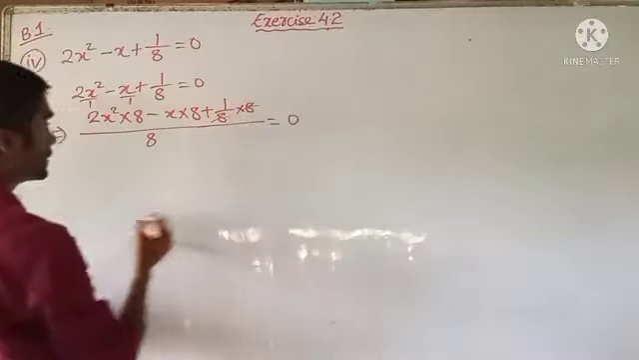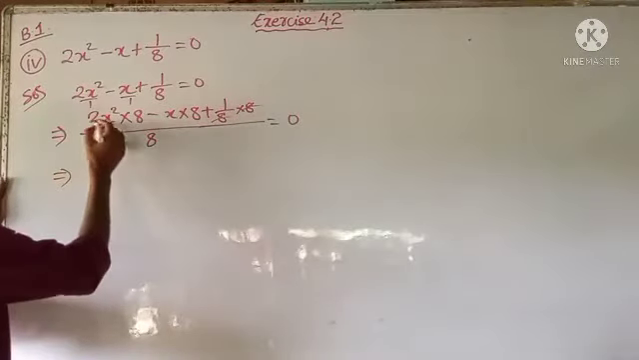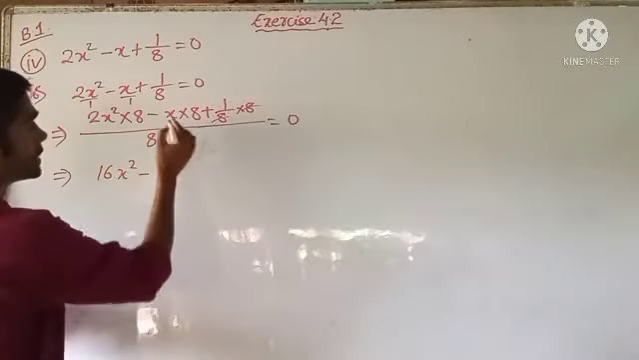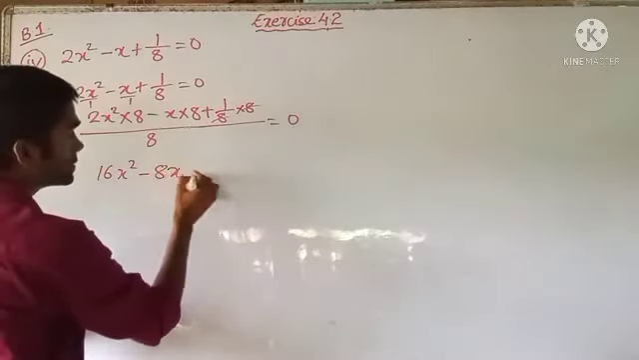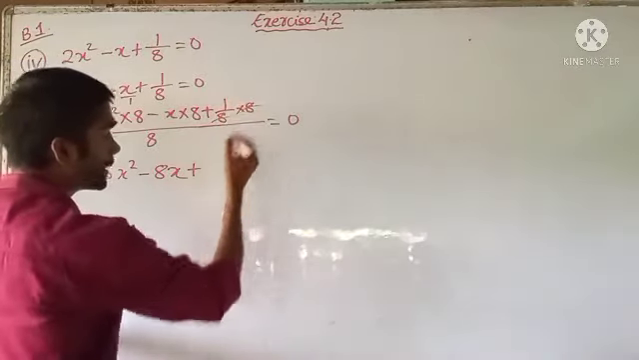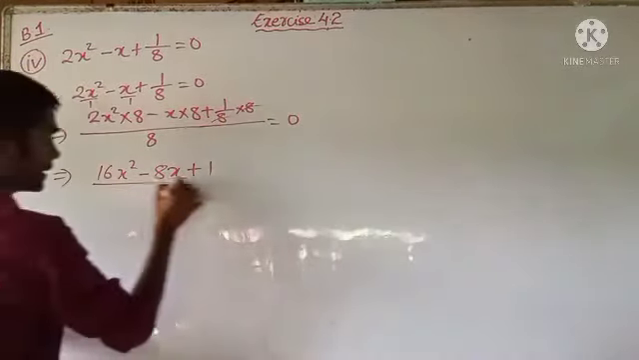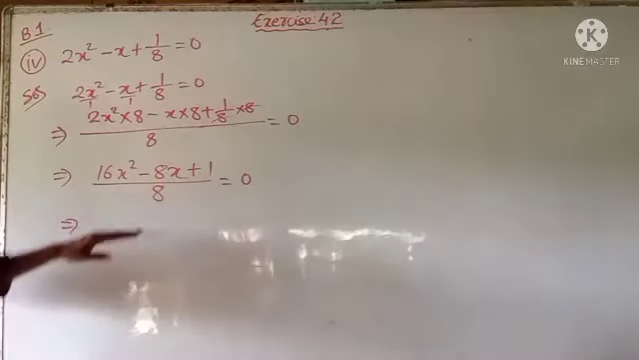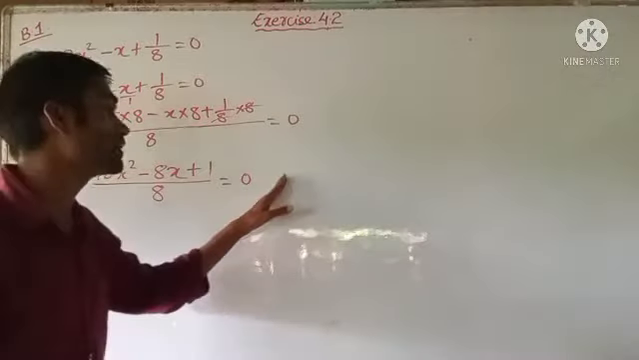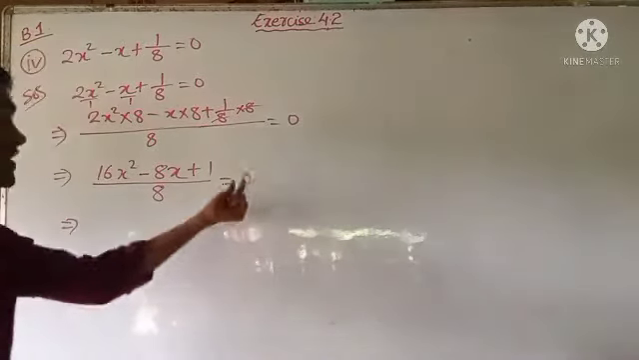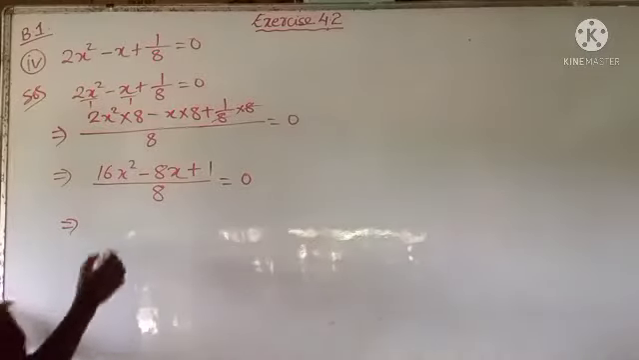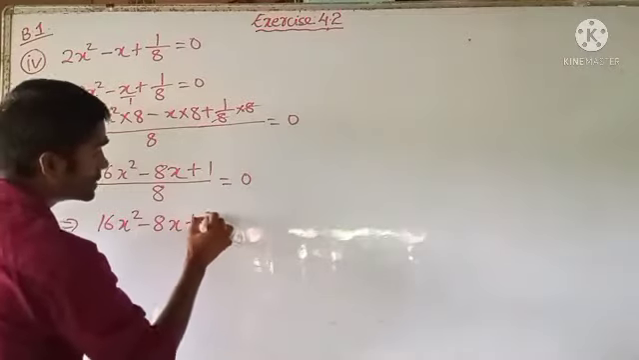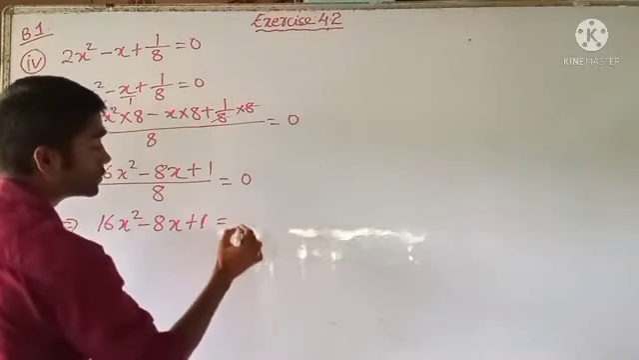Now 8 and 8 we can cancel here. So we will get 2x square into 8, that is 16x square, minus x into 8, that is 8x, plus 1 into 1, that is 1, by 8 is equal to 0. Now 8 is divided here, and when we transfer it to the other side it will change into multiply. So 0 into 8 will be 0 itself. So we write here 16x square minus 8x plus 1 is equal to 0.